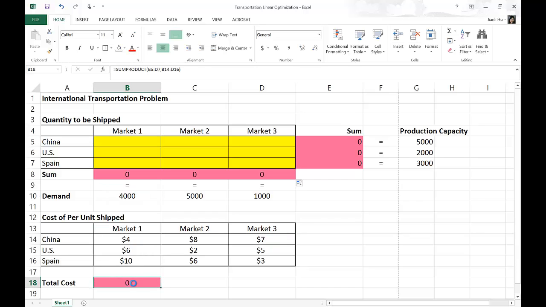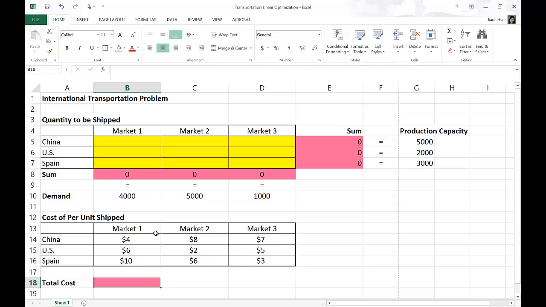We want Excel to find the solution for us. Now, the goal for us as a company is, of course, to make money. Now, we want to minimize the cost as much as possible. So in this case, the objective we have is going to be minimize the total cost. Now, how do we calculate the total cost? That's where the second table is going to help us.